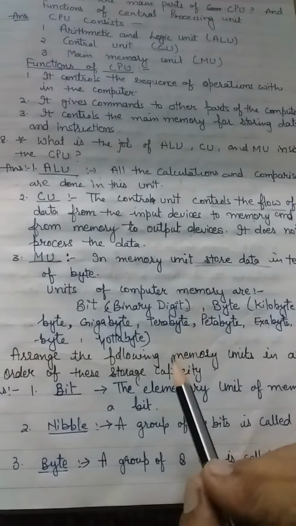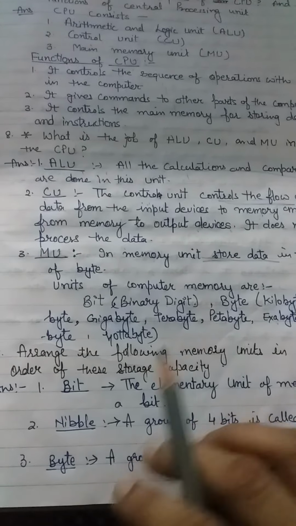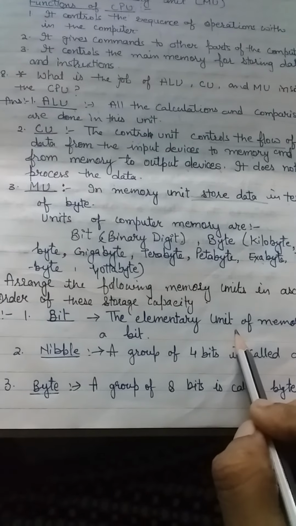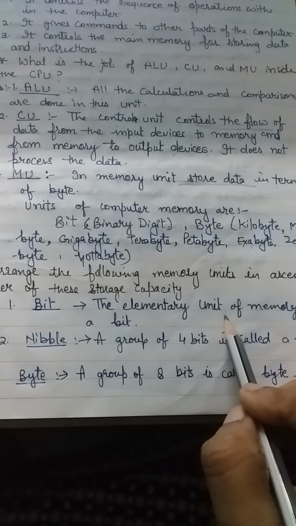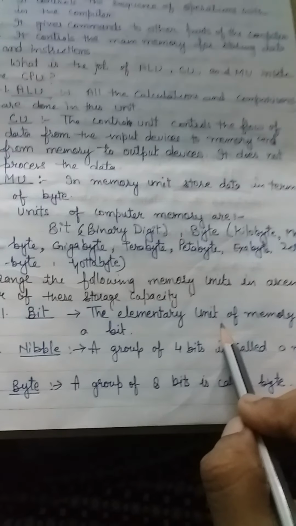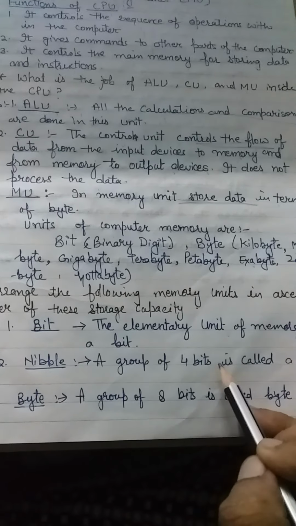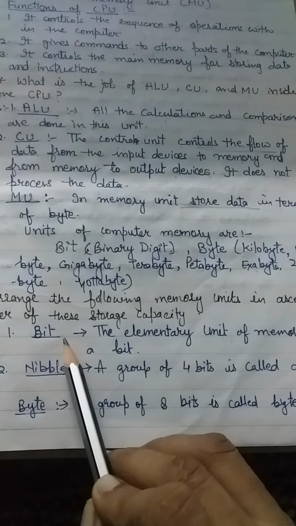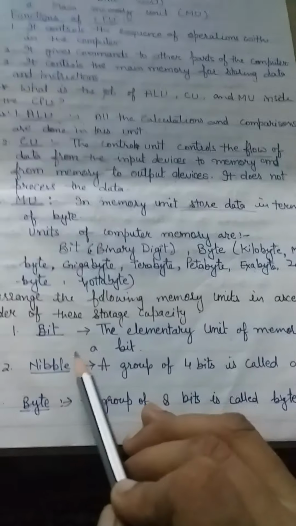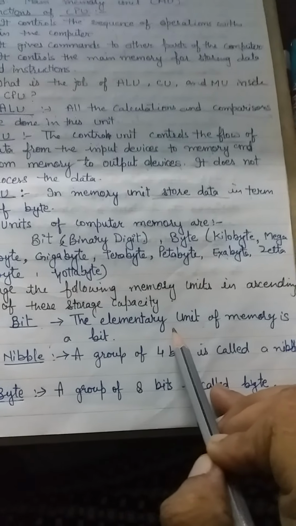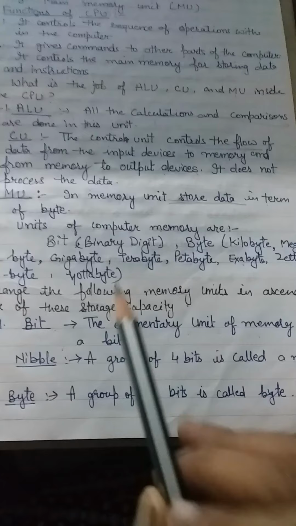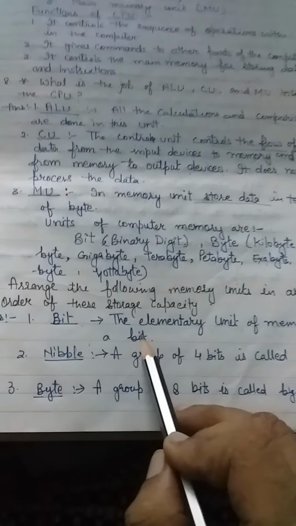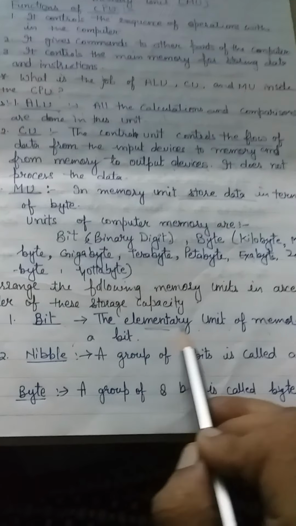Okay. Now the next question arises: arrange the following memory according to their capacity. How do we write them down in ascending order? First of all, we know about this: smallest memory, and then biggest, and then another one in increasing order. First, the first memory is the bit. We already discussed here, the bit is the elementary unit of the memory, a single unit, a single character, a single letter stored in a bit.